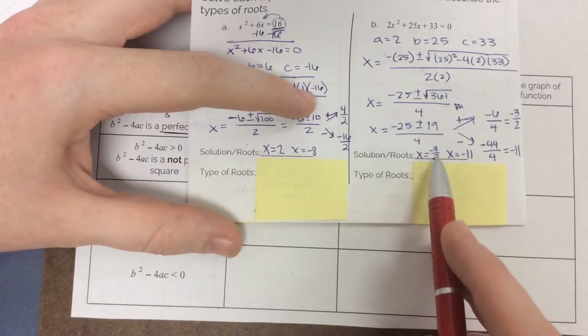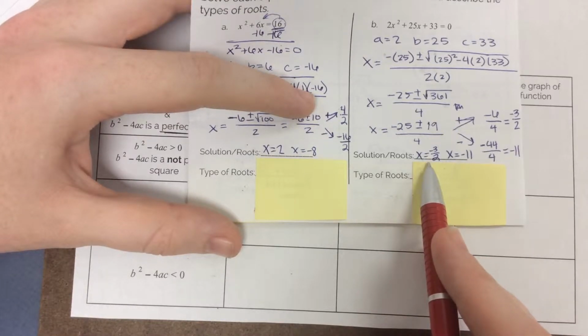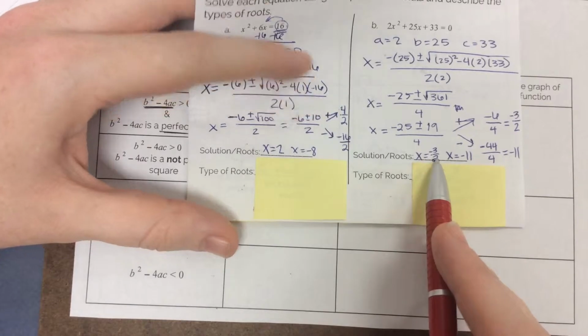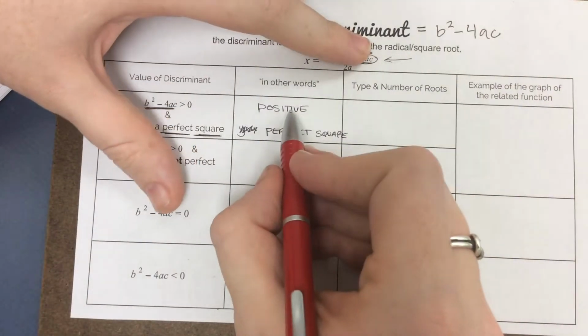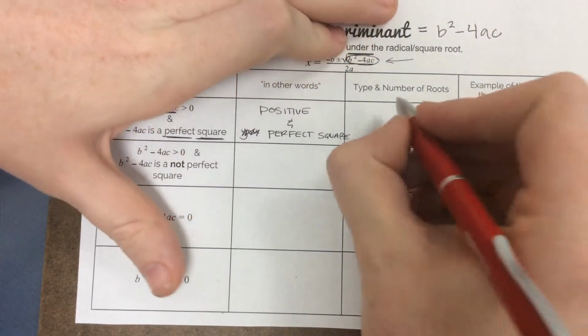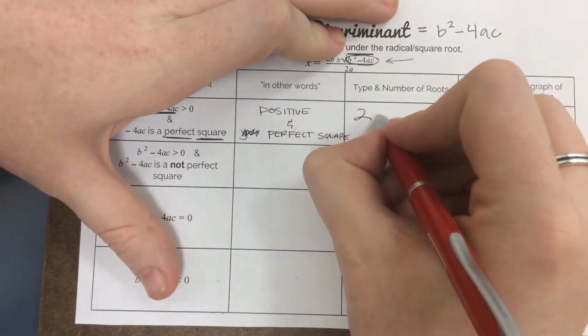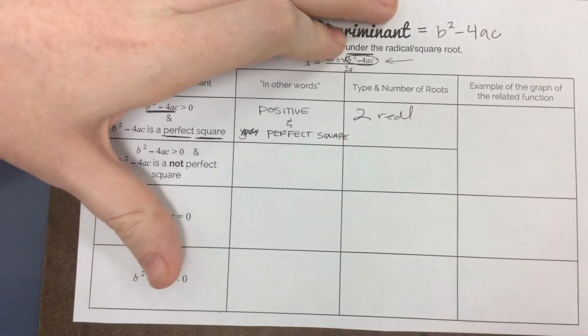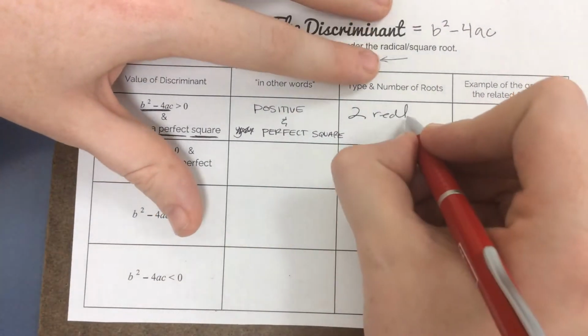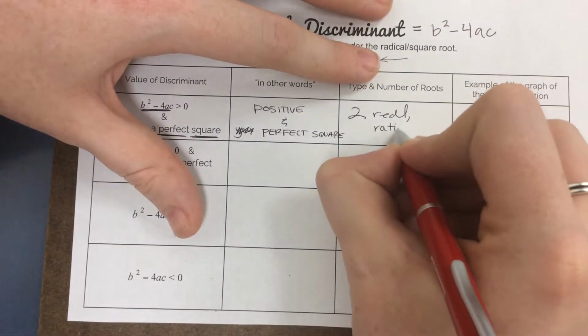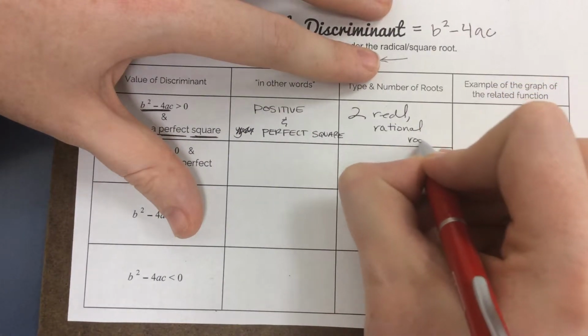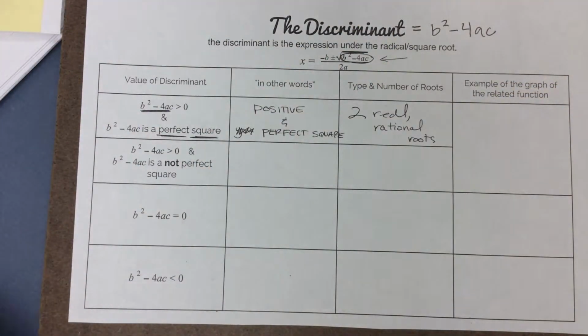The interesting thing about fractions is they'll either have a decimal place that will end, or they'll have a decimal place that goes on forever, but it's in a pattern of some sort. So here, when it's positive and it's a perfect square, the type and number of roots, you're going to have two roots, and they're going to be real numbers. There's not going to be any imaginary parts. So two real rational roots.